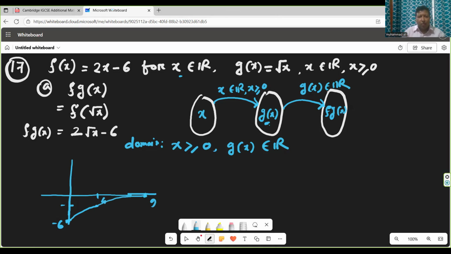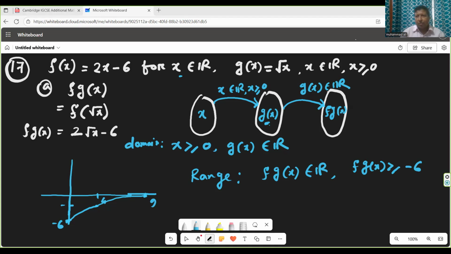So if you observe, we will see that the range is greater than or equal to minus 6. So you have to write the range: fg(x) belongs to real numbers and fg(x) greater than or equal to minus 6. So question 17a is completed.